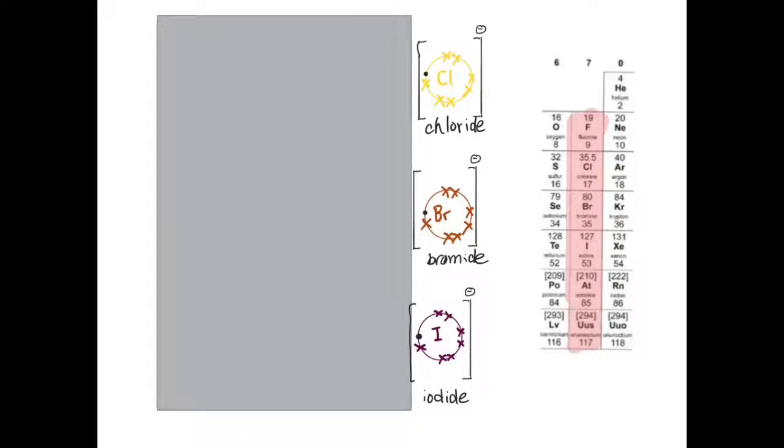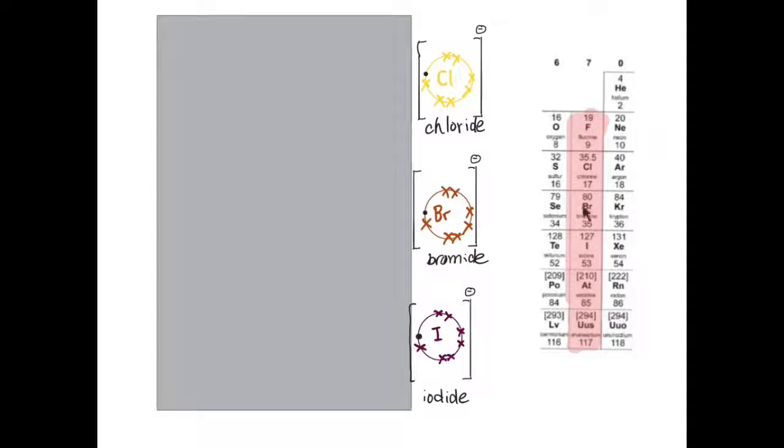When chlorine takes an electron from sodium and becomes chloride, it's got 1, 2, 3, 4, 5, 6, 7, 8 electrons in its outer shell. It's got some inner electrons as well, but if we're just showing the outer shell electrons, we don't need to show those. And it's chloride because it's got 8 electrons in its outer shell and it's got a negative charge.